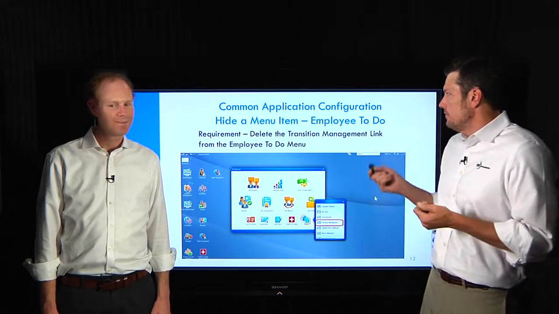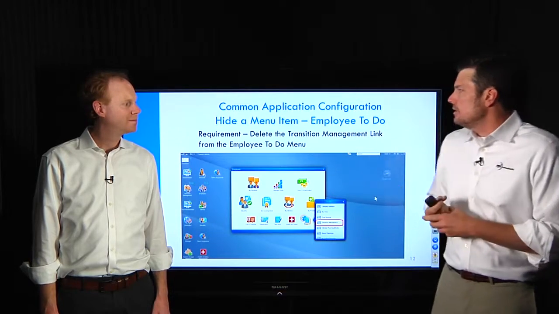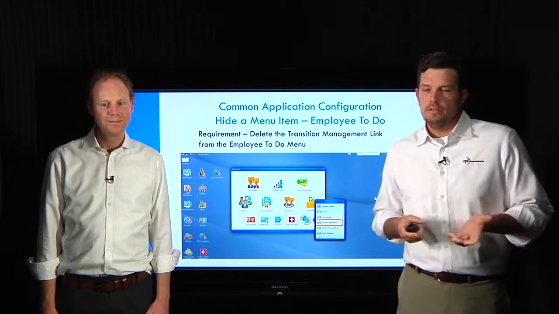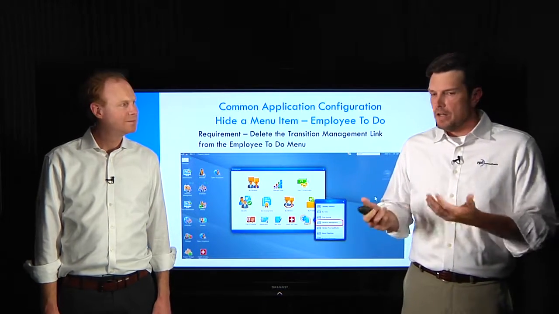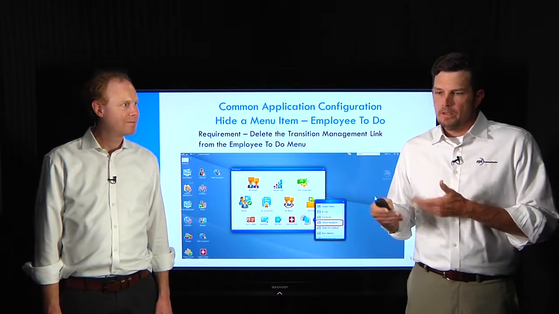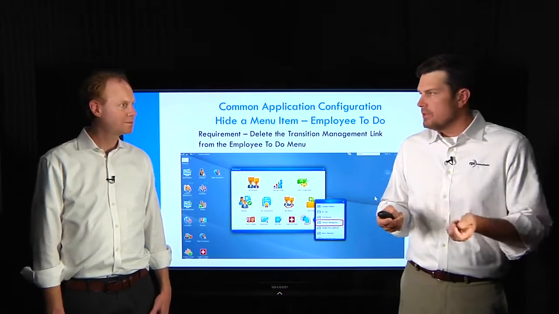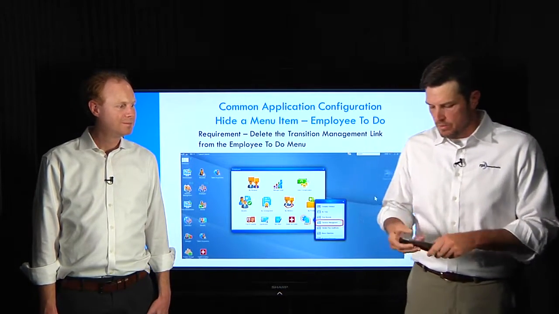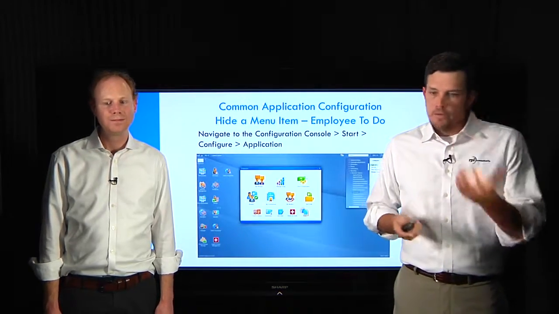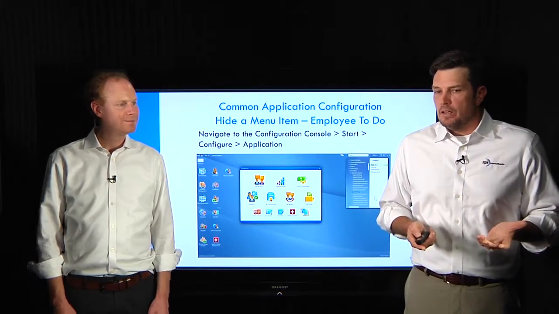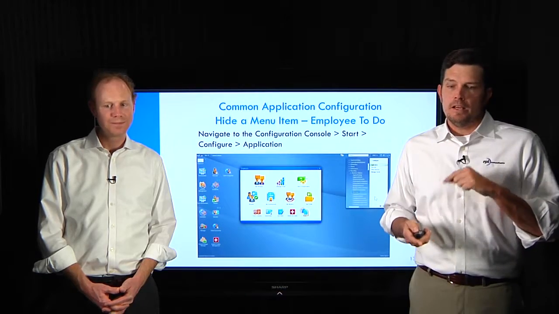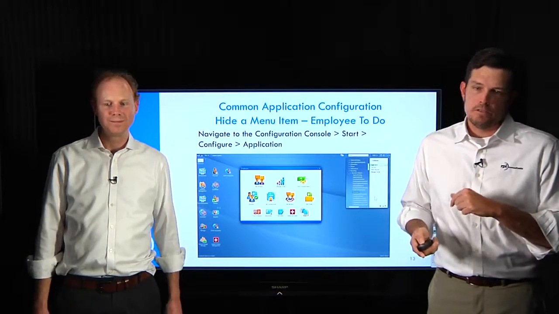The first one we're going to talk about is the requirement to delete the transition management link from the employee to-do menu. A lot of times clients ask us to delete certain menu pieces and links that they don't use, so that employees aren't clicking around and getting nowhere because there's no data behind it. So the first thing we're going to do is navigate to the Configuration Console, and that's going to be under the Start menu, Configure, and then we're making an application configuration. So we're going to choose Application.